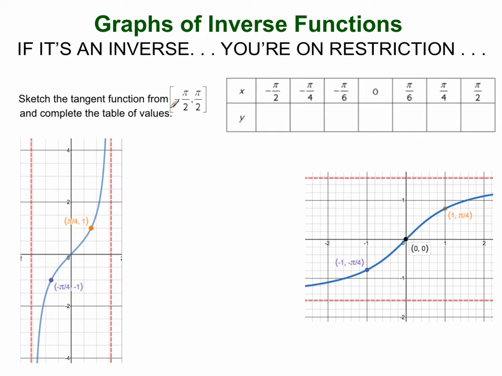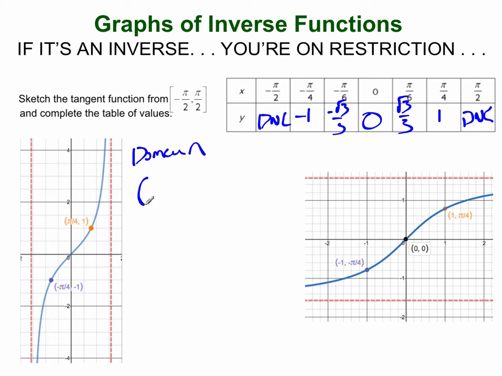Now, what if I want to graph the inverse tangent? Well, I'm going to restrict the tangent function from -pi/2 to pi/2. So if I were to plot these points, oh, see, this one does not exist. This one's -1, negative root 3 over 3, 0, root 3 over 3, 1, and does not exist. We have a vertical asymptote at these points. So the domain for the tangent is minus pi over 2 to pi over 2, and the range is from negative infinity to positive infinity.